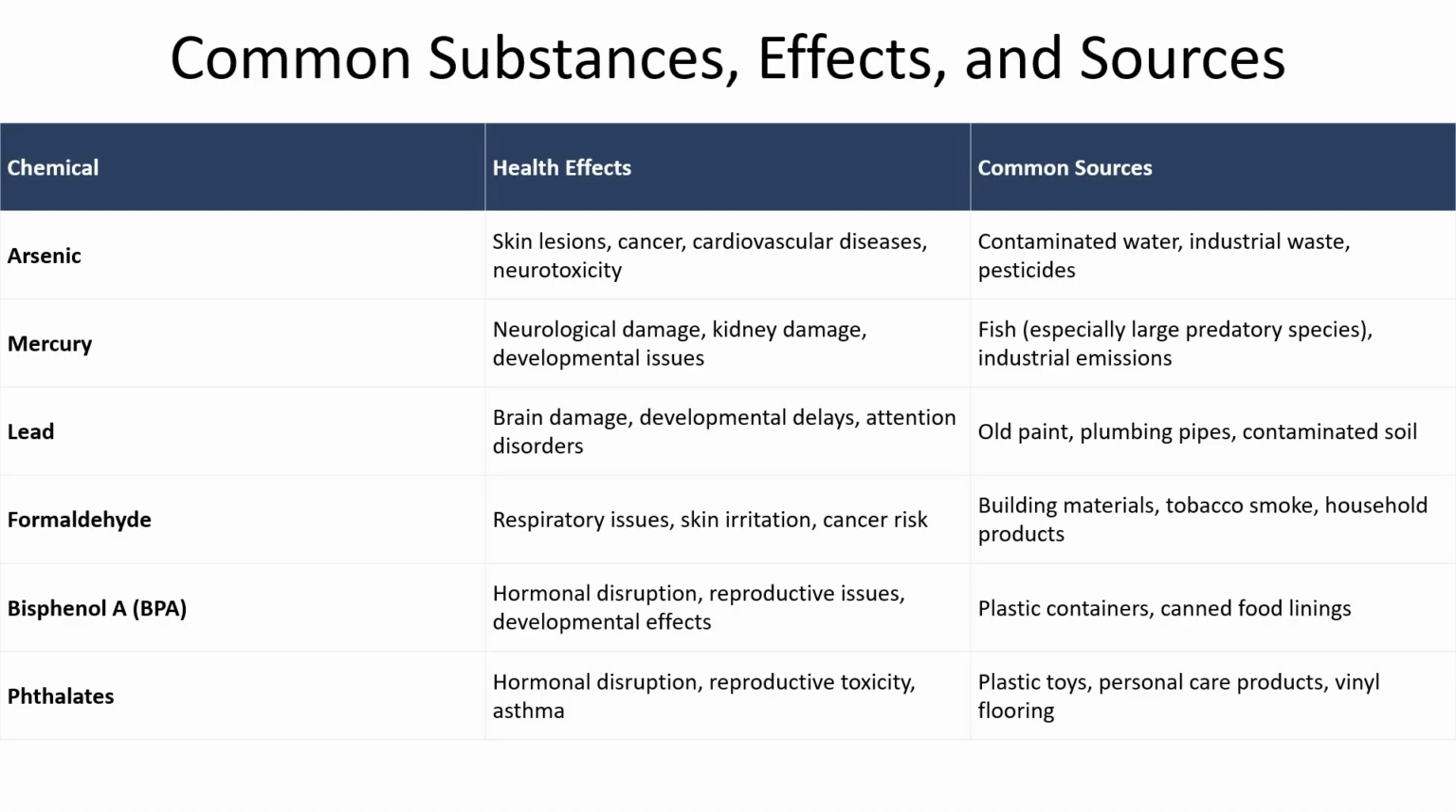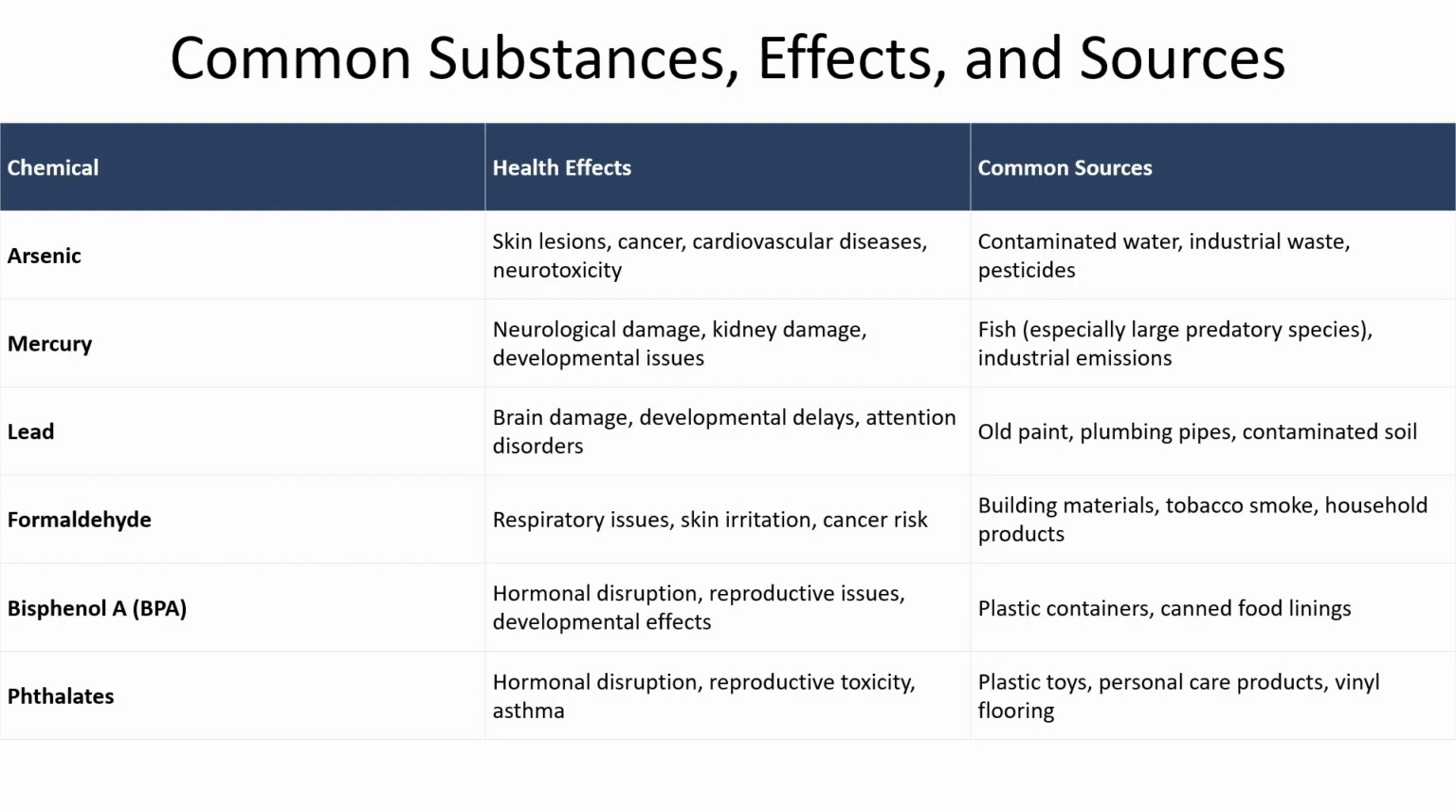Next, let's take a look at some common substances, effects, and their sources. Arsenic is found in water contamination and industry. It can cause skin lesions, cancer, cardiovascular, and neurological effects. Mercury is found in industrial emissions and large predator species of fish. It damages the nervous system and kidneys. Lead is found in old paint, pipes, and soil and can harm developing brains.